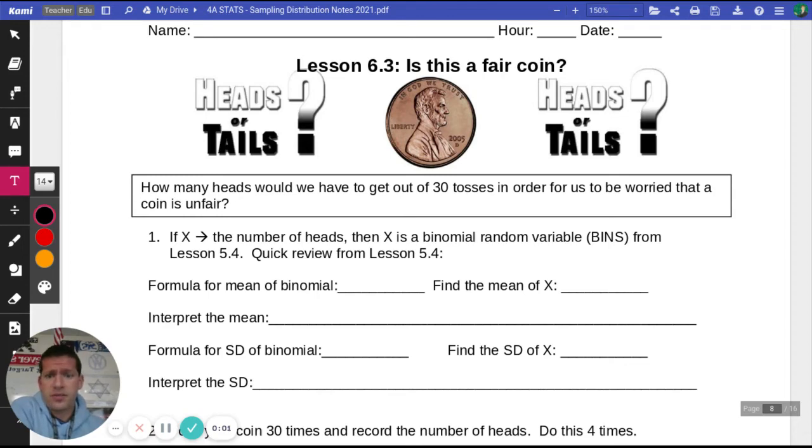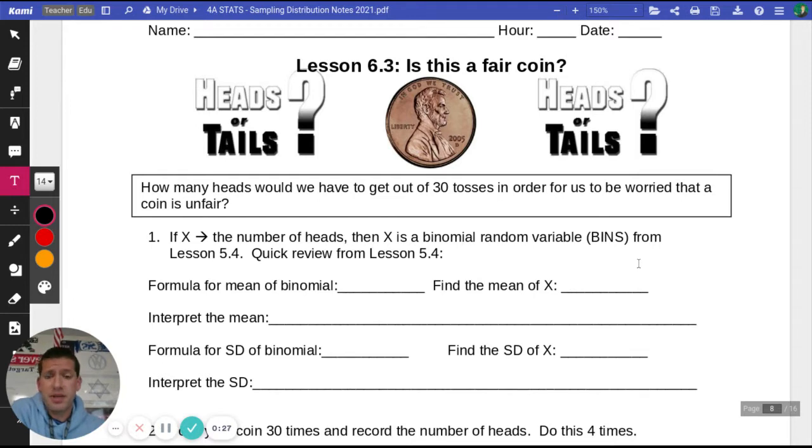Continuing on with some sampling distributions and analysis, we're actually going to combine some binomial ideas in this lesson as well. So we have a coin and we want to figure out how many heads we would have to get out of 30 tosses in order for us to be worried that a coin is unfair. So let's review a little bit of binomial theory.